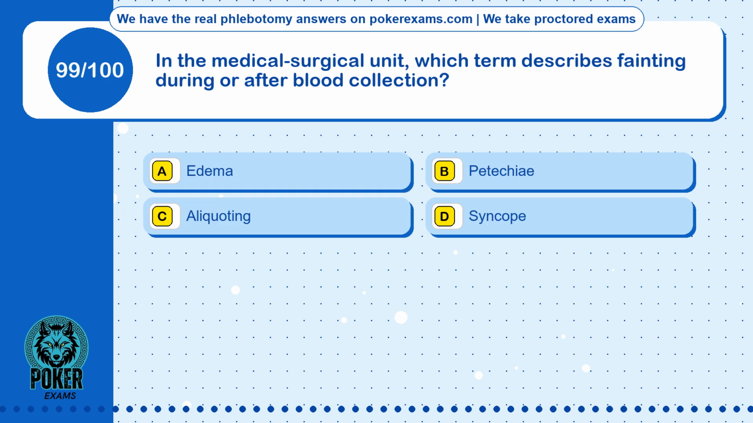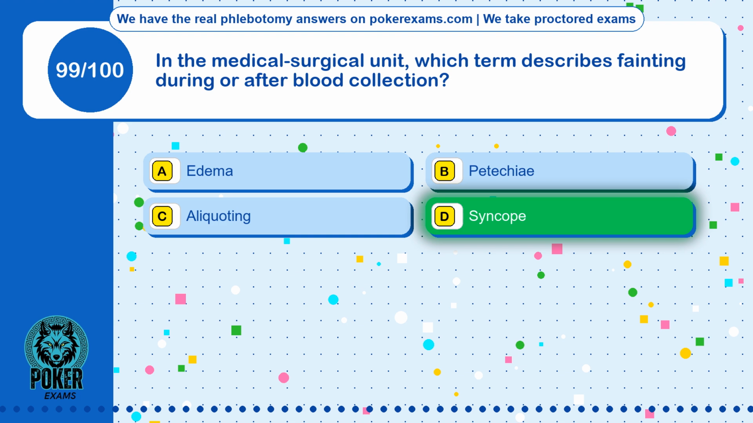Question 99. In the medical surgical unit, which term describes fainting during or after blood collection? Option A, edema. Option B, petechiae. Option C, aliquoting. Option D, syncope. The correct answer is option D.